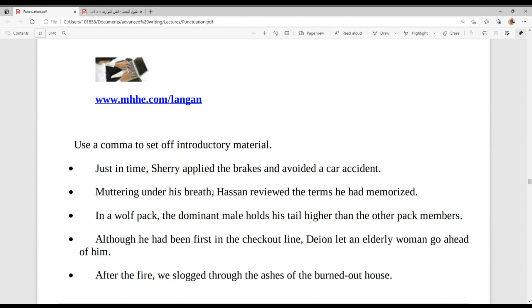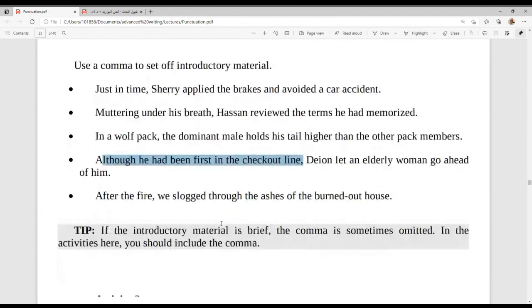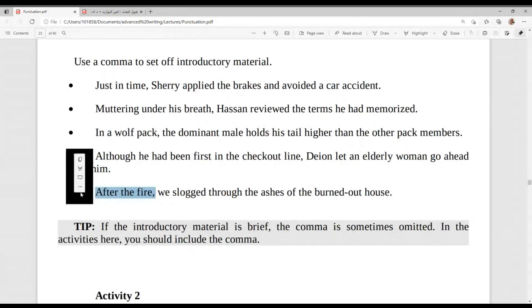Muttering under his breath. This is the introductory material that we are talking about. Hassan viewed the theme he had memorized. In a wolf pack, the dominant male holds his tail higher than the other pack members. In a wolf pack, although he had been first in the checkout line. Look. Okay. After the fire, we sludged through the ash, etc.